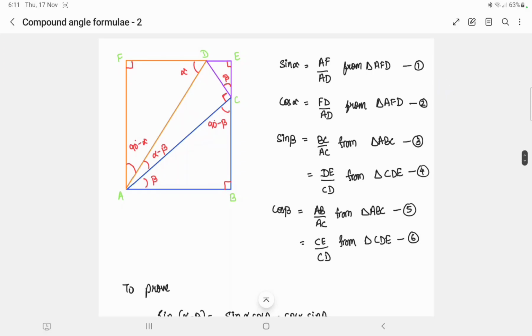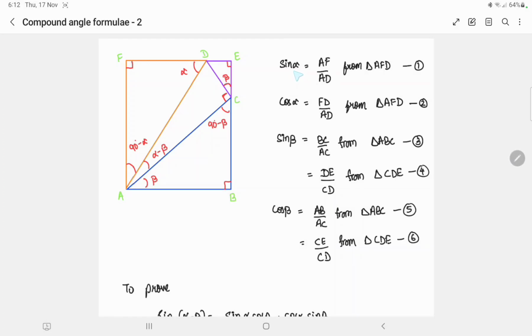What do we have in this particular rectangle? We have four triangles: ABC, ADC, CED and AFD. We have four triangles. So first let us write off all the known entities.